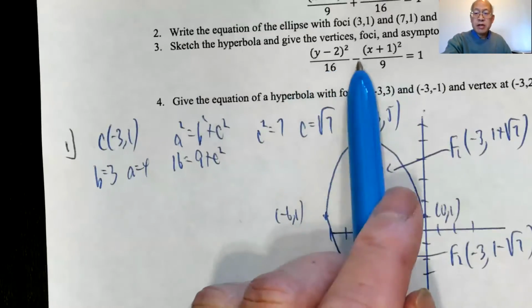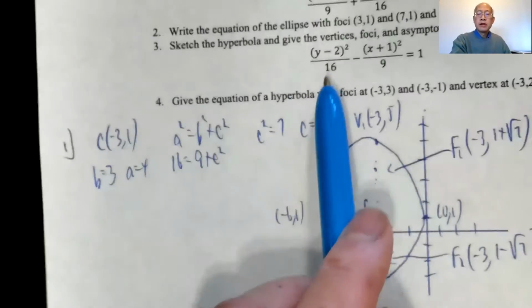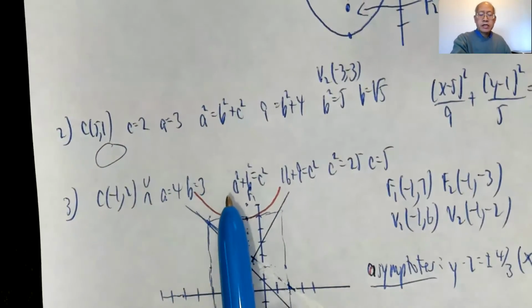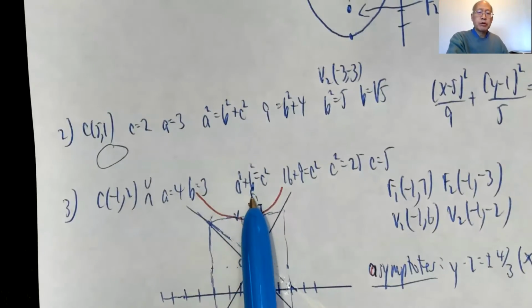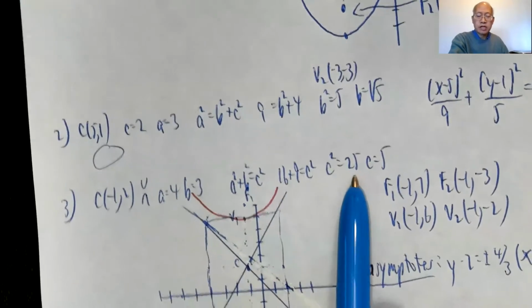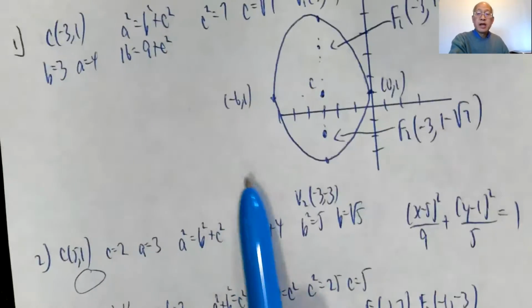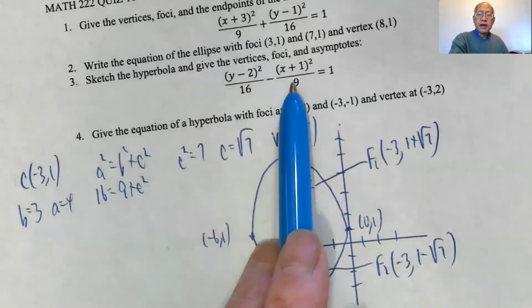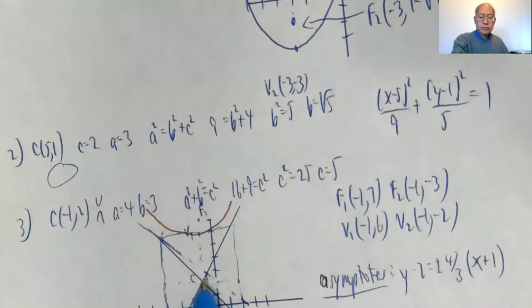Number 3, the center is (-1, 2). A is 4. B is 3. Okay, A squared plus B squared equals C squared for the hyperbola. That gives me C squared equals 16 plus 9 or 25. So C is 5. And let's see, y is positive, x is negative. So I know it's up and down.